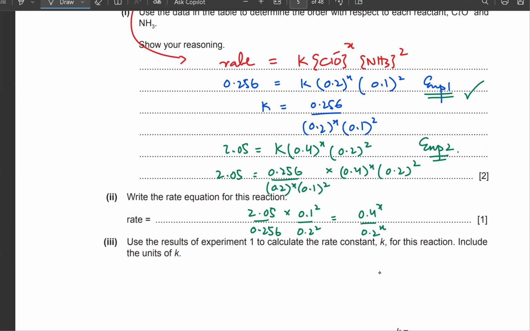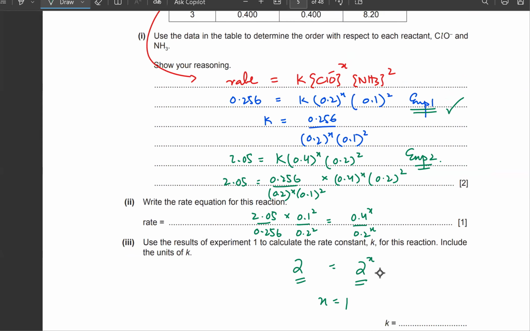2 is coming. And what is 0.4 divided by 0.2? That's 2 to the power x, right? Well, 0.4 divided by 0.2 is 2, right? So what is x? X is equal to 1. Now you're not supposed to do this, and that's the mathematical way, but it's a 2-mark question.